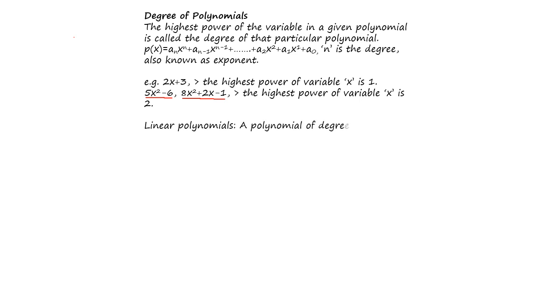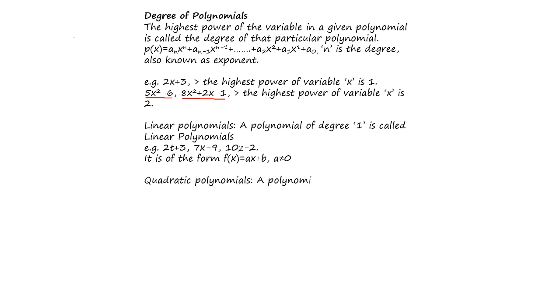Linear polynomial. A polynomial of degree 1 is called linear polynomial. That means in this case, the highest power of the variable x or y will be 1. For example, 2t + 3, 7x - 9, 10z - 2, these all belong to linear polynomial. The standard form of a linear polynomial is always of the form ax + b, where a cannot be equal to 0.